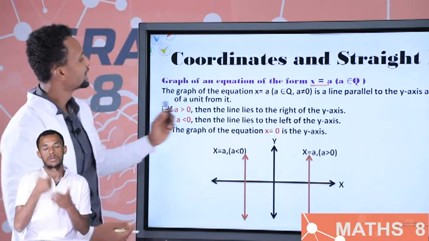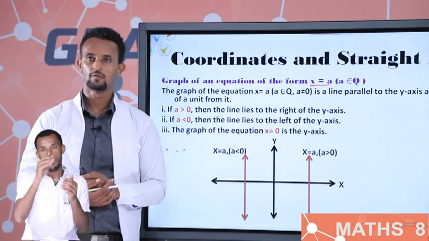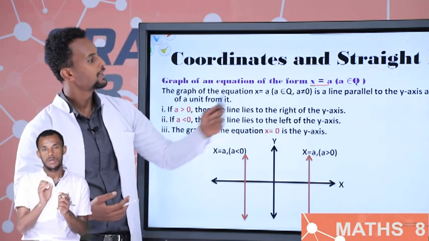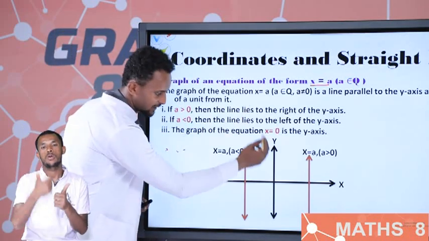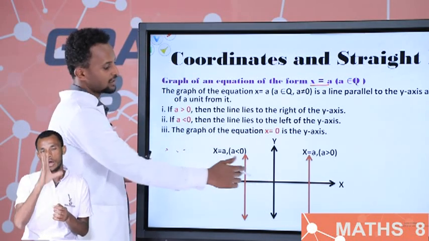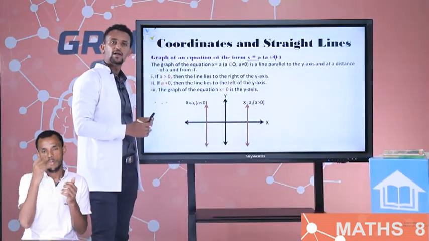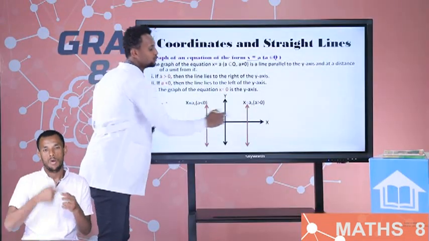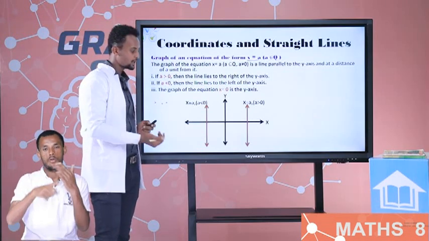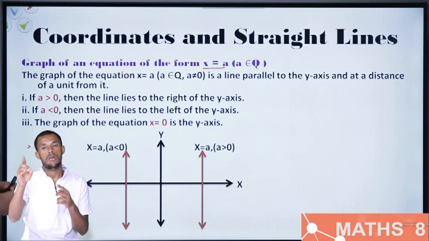The graph of the equation x = a, where a is a rational number different from 0, is a line parallel to the y-axis, at a distance of a units. That means if the value of a is 2, we go 2 units in the positive direction. And if the value of a is -2, we go 2 units to the left of the y-axis.